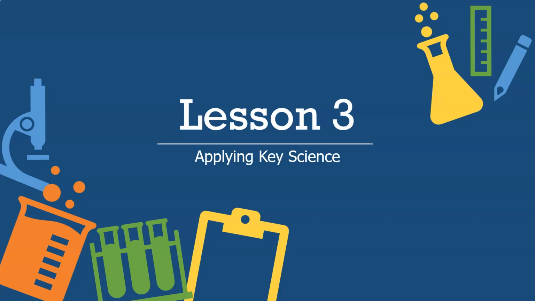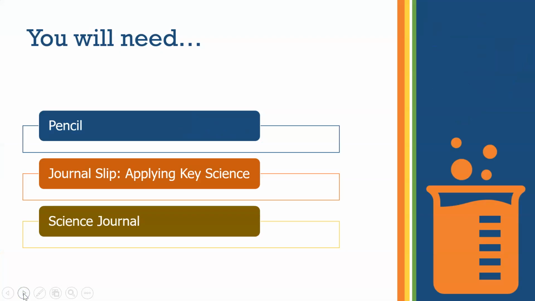In today's lesson, we're going to define and apply some key science terms that we've been using in the previous lessons. Before we get started, though, I need you to have a pencil, and I also need you to get your journal slip applying key science. You can download that slip in today's Schoology folder. You probably also want your science journal handy. As we move through today's screencast, you'll want to pause to write down the meanings of these key science terms on your journal slip.